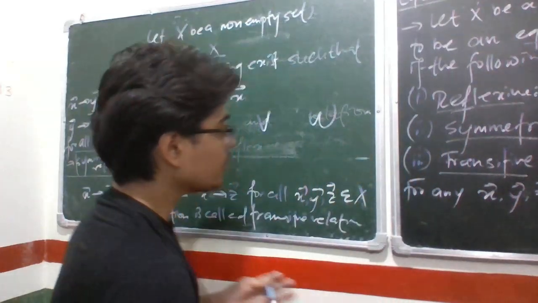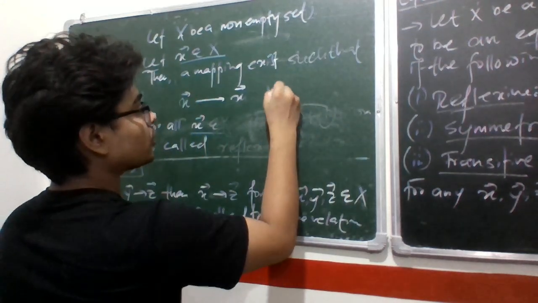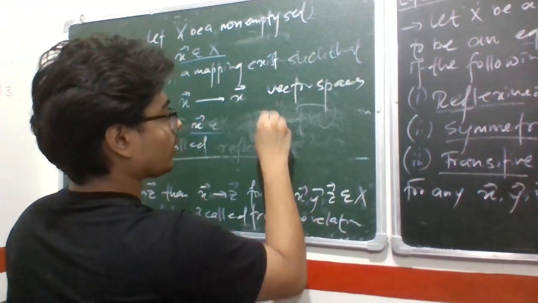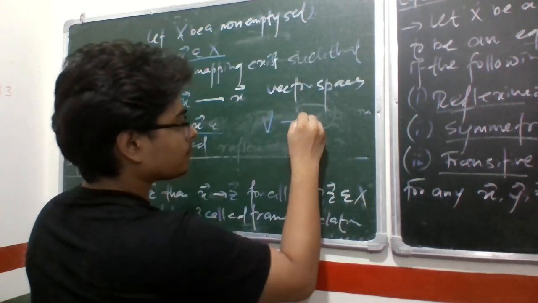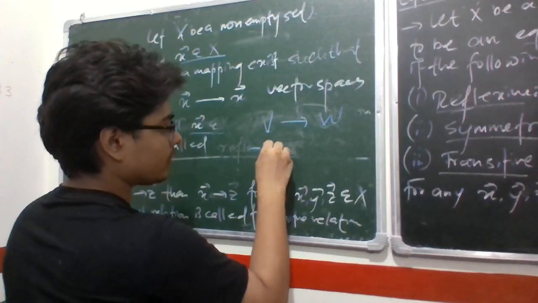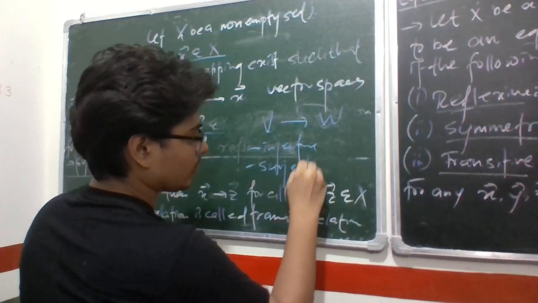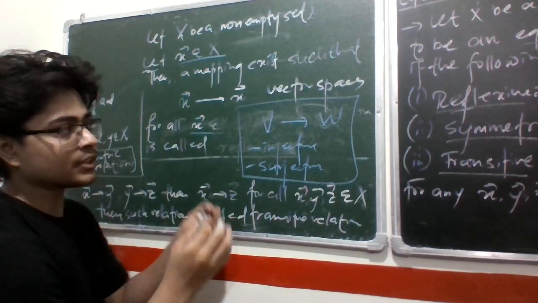That means if we consider two vector spaces, let's suppose V and W, and the mapping between them is injective as well as surjective, then this mapping has three relations.